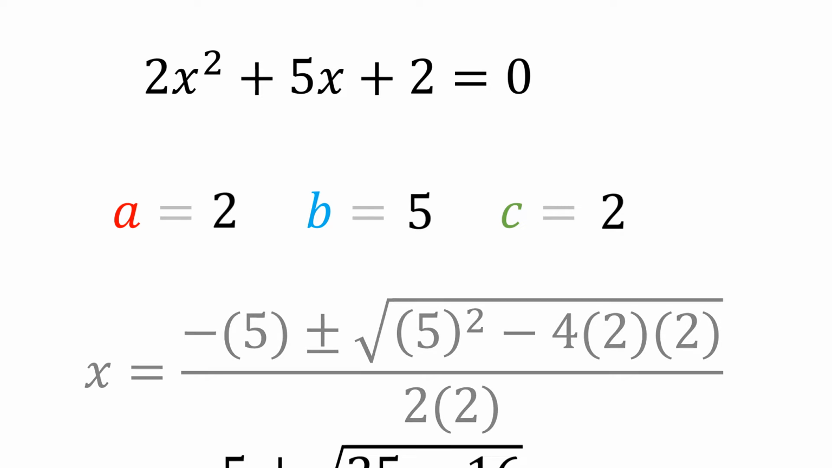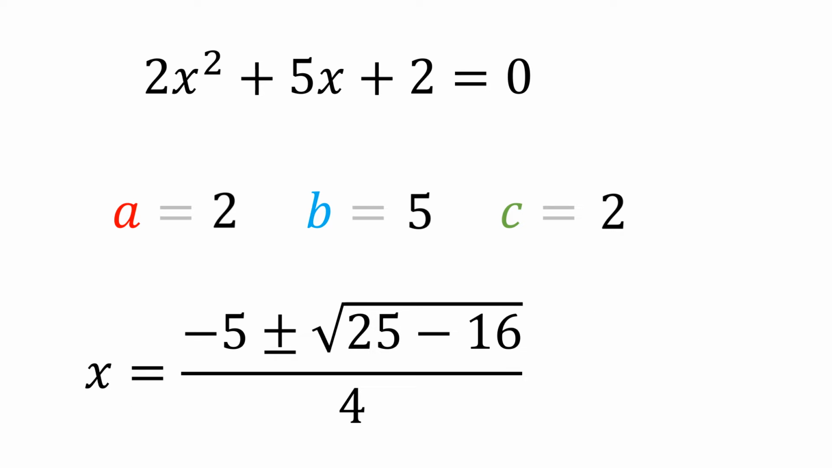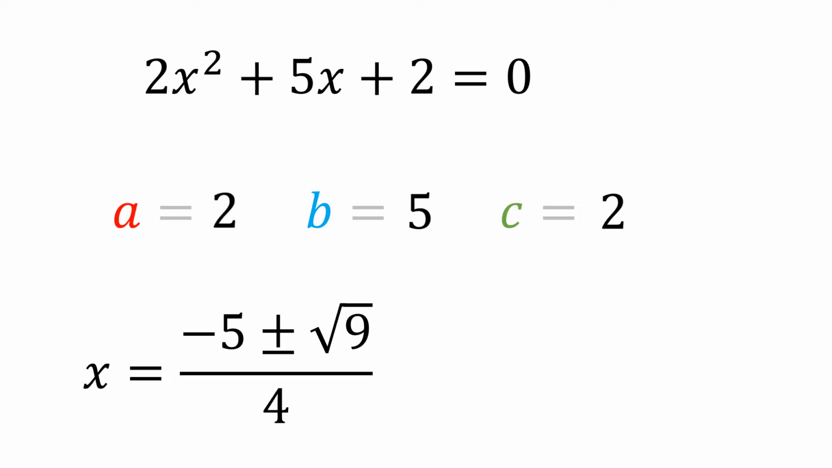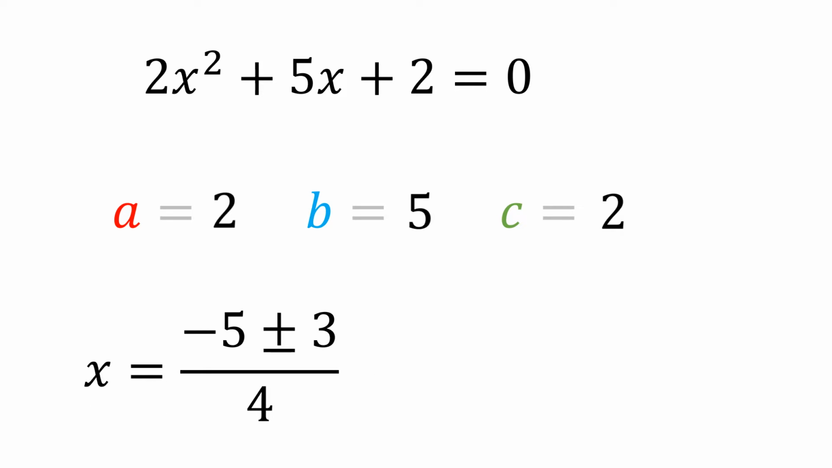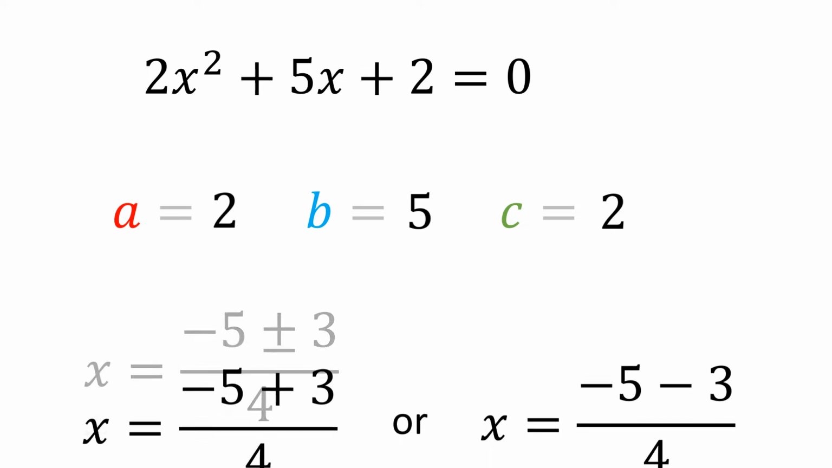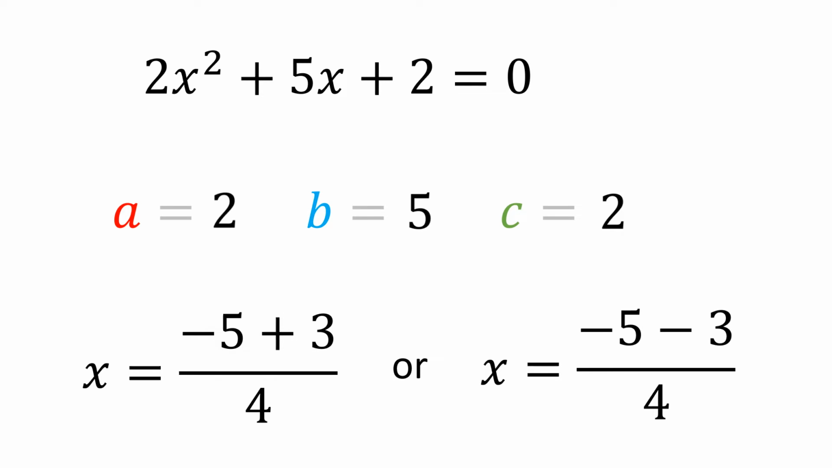So this equals negative 5 plus or minus square root of 25 minus 16 all over 4. 25 minus 16 is 9, so we have negative 5 plus or minus square root of 9 all over 4. Square root of 9 is 3, so this equals negative 5 plus or minus 3 all over 4. This means x equals negative 5 plus 3 over 4, or x equals negative 5 minus 3 over 4.